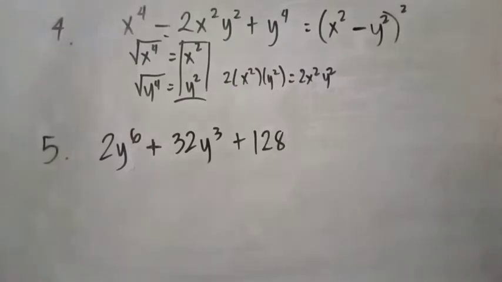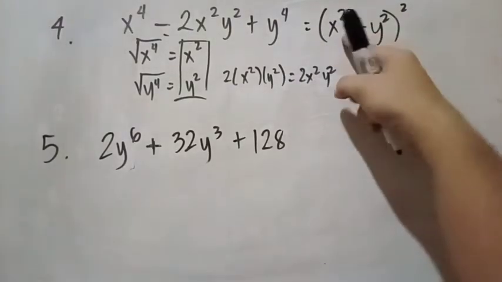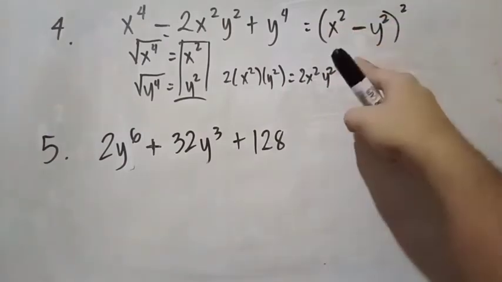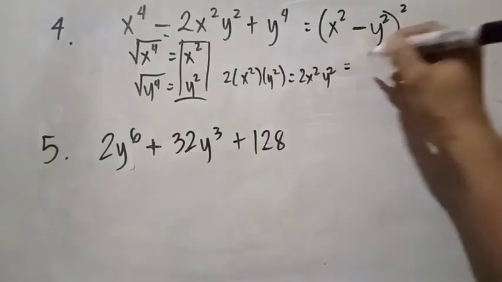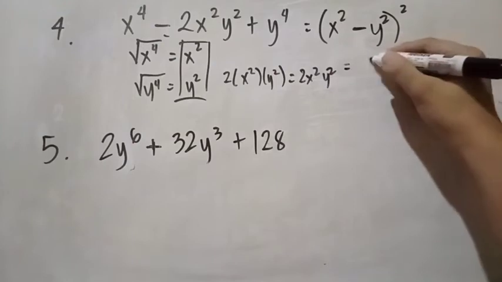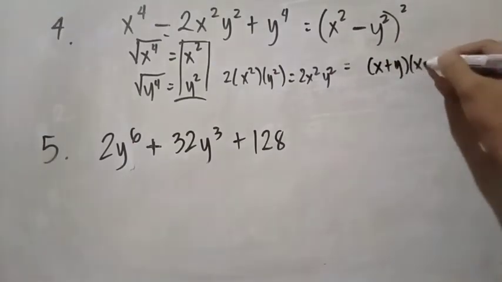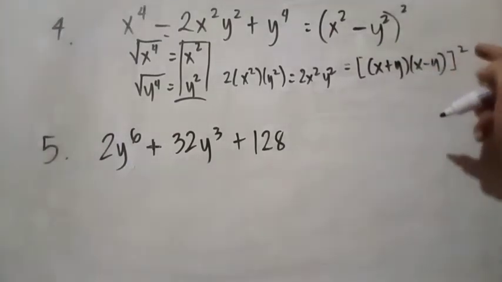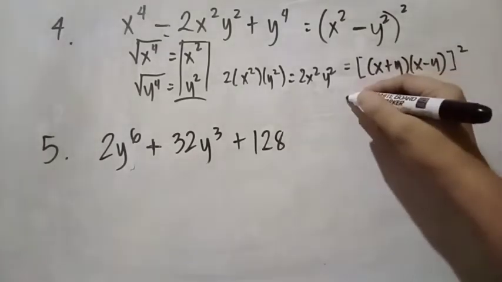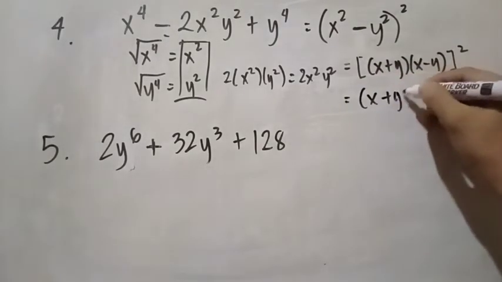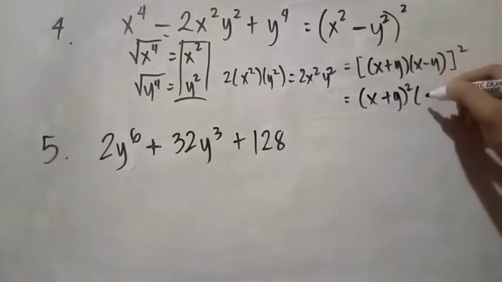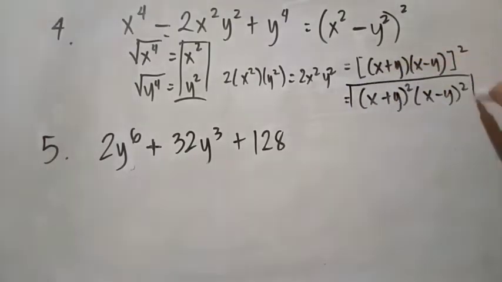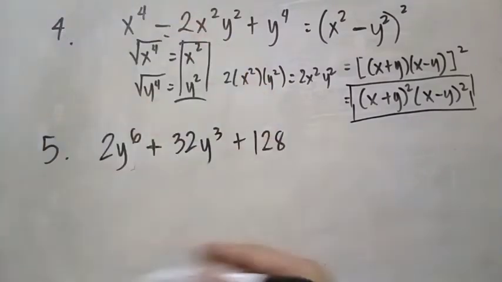And take note, hindi pa tayo tapos dito. Kasi kung makikita ninyo, x squared minus y squared, this is a difference of 2 squares. Ibig sabihin nun, pwede pa ito ma-factor. So, kung i-factor natin ito, we have x plus y and x minus y. And then, erase natin yan sa 2. Or, pwede nating i-distribute yung 2 sa bawat factors so that we have x plus y quantity squared multiplied by x minus y quantity squared. And that's it. Ito na yung complete factorization of the given expression.